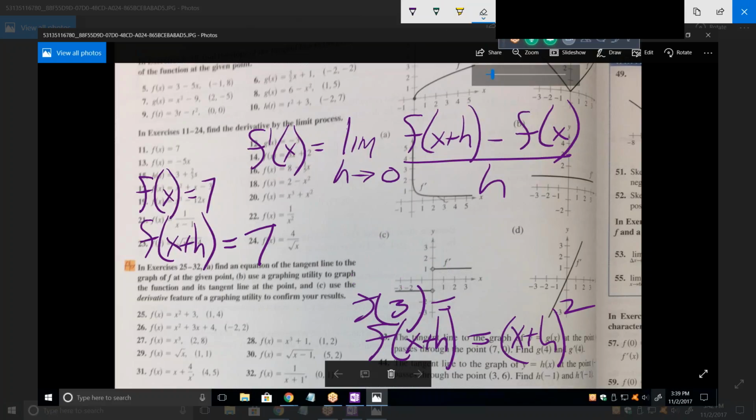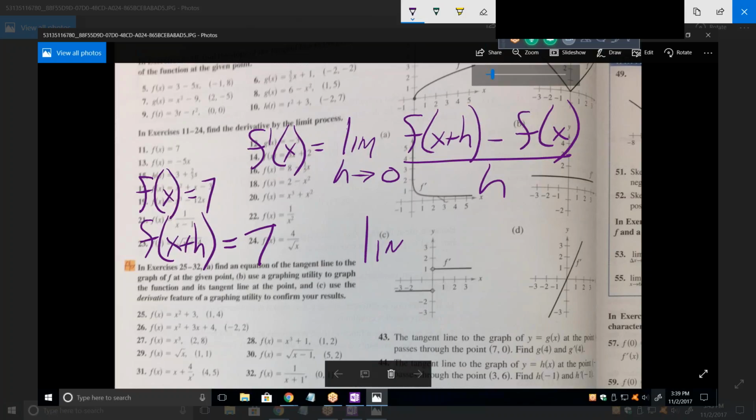Okay. Now let's plug it in. This is not helpful in the way of understanding this, but nonetheless, we'll see. Well, that's the limit of 7 minus 7 all over h as h goes to 0. Which is 0 over 0, which is indeterminate.